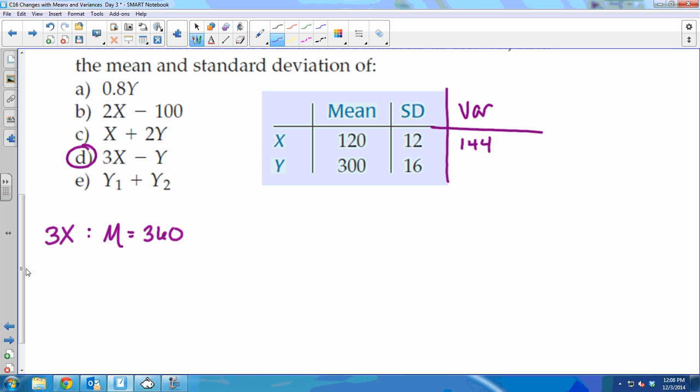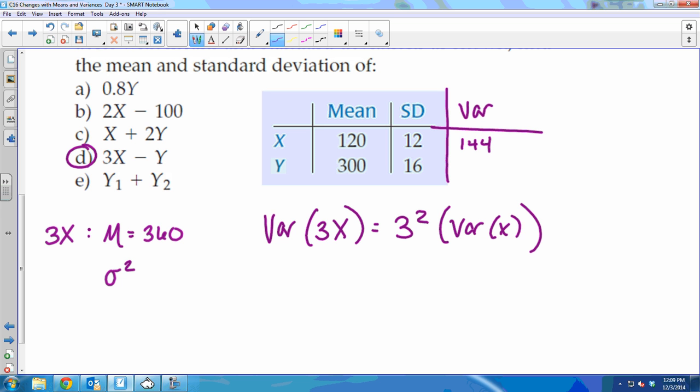For the variance, now this is where it's going to be tricky because you aren't going to think it through, because we didn't do one like this last time. If you're doing the variance, remember the variance of 3 times x is 3 squared times the variance of x. Okay? You're going to forget that part. That's what the formula says. If you're doing a constant times x, you have to square that constant. Remember? All right, so 3 squared is 9. And the variance would be 144. So you have 9 times 144. I don't remember what that is.